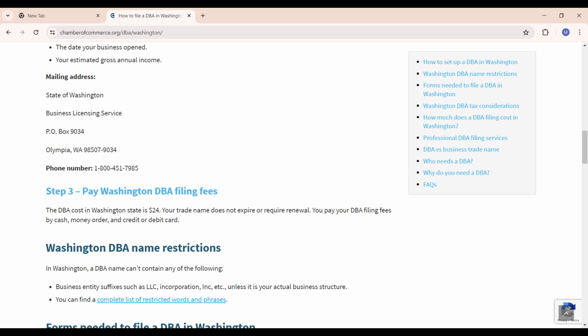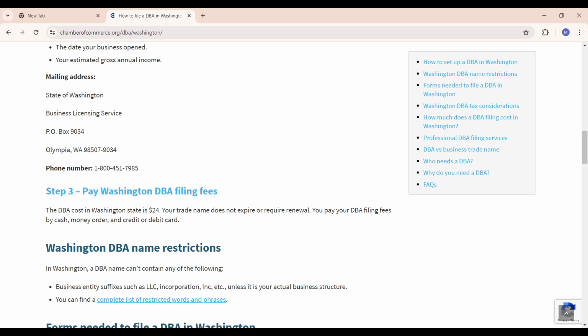Now, the third step is to pay Washington DBA filing fees. The DBA cost in Washington State, pardon, is $24. Now, your trade name does not expire or require renewal. You'll pay once, as long as you pay the DBA filing fees by cash, money order, or credit or debit card. It is just that payment that you have to do. Okay, so there's no coming to renew it after every 6 months or every 1 year. It's just done, and that's basically it.